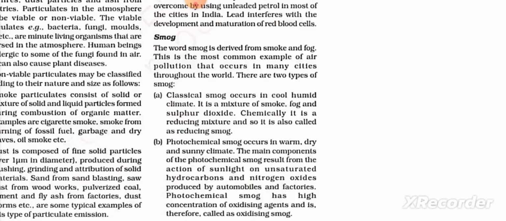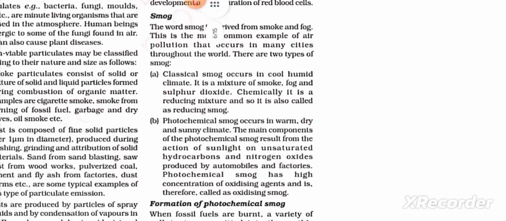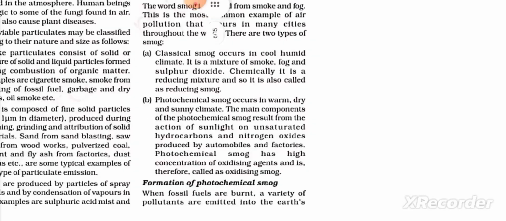The word smog is derived from smoke and fog. It is a most common example of air pollution that occurs in many cities throughout the world. There are two types of smog. First is classical smog, which occurs in a cool, humid climate, and it is a mixture of smoke, fog, and sulfur dioxide. Chemically, it is a reducing mixture, so it is called reducing smog.